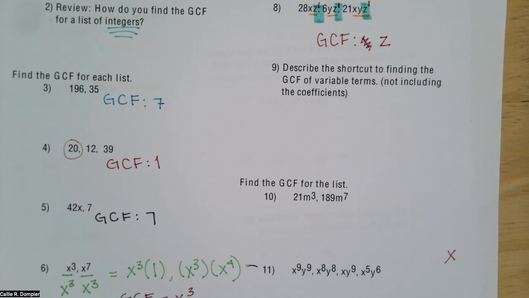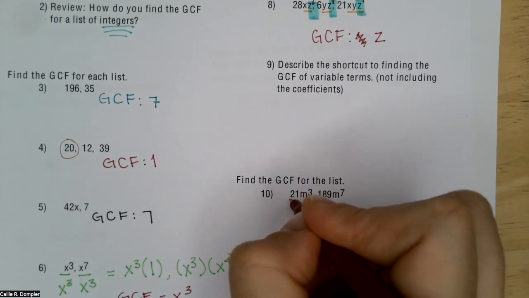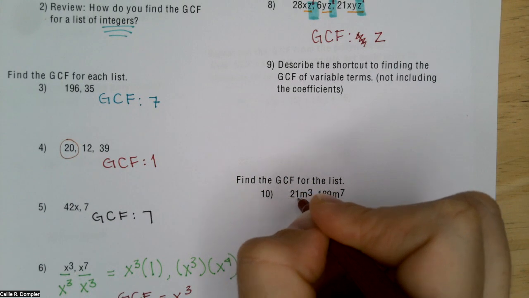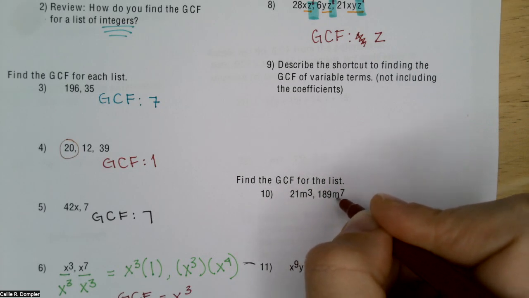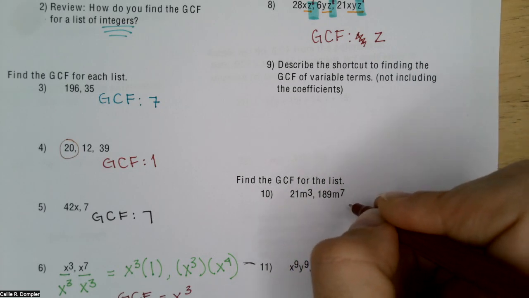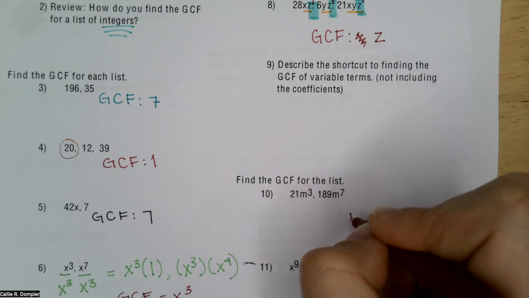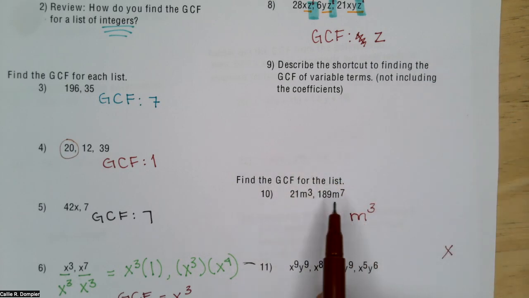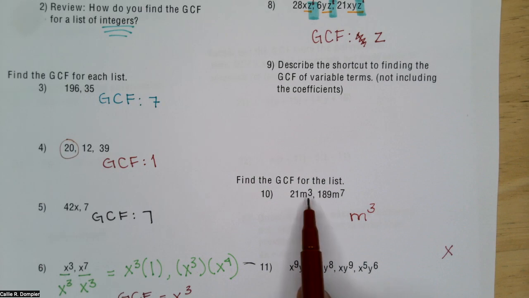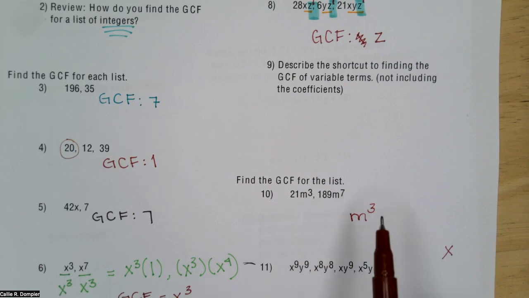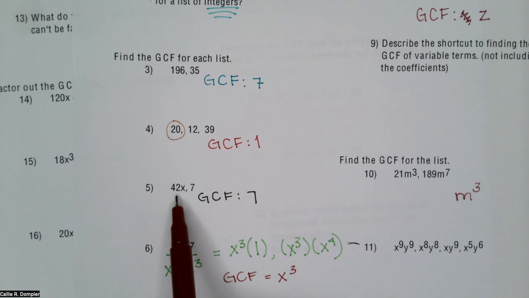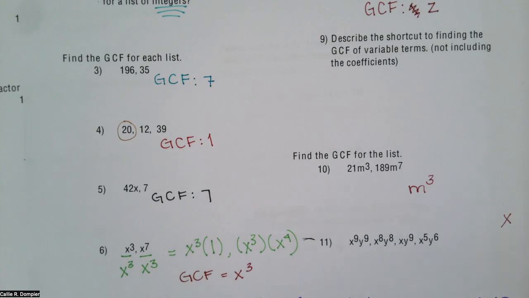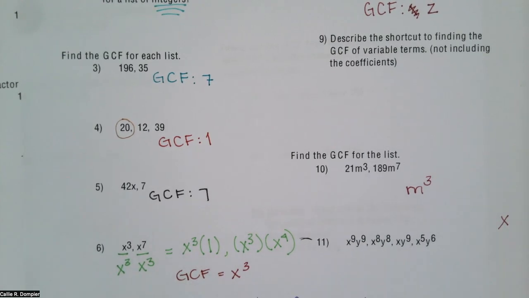Okay. So let's keep going. We have a coefficient in front of the variable m cubed, and a coefficient in front of the variable m to the 7th. So the greatest common factor of m to the 3rd and m to the 7th is m to the 3rd, because that is the smallest exponent. M to the 3rd divided by m to the 3rd is 1. M to the 7th divided by m to the 3rd is m to the 4th. 42x divided by 7 is 6x. 7 divided by 7 is 1. Okay, so that's how you can go back and check that your greatest common factor is a factor.